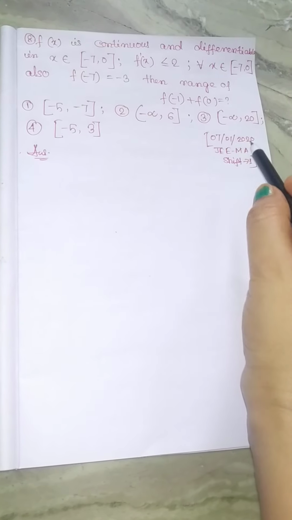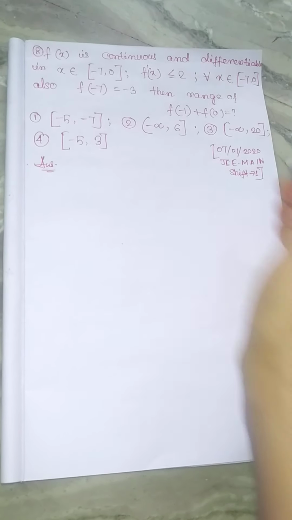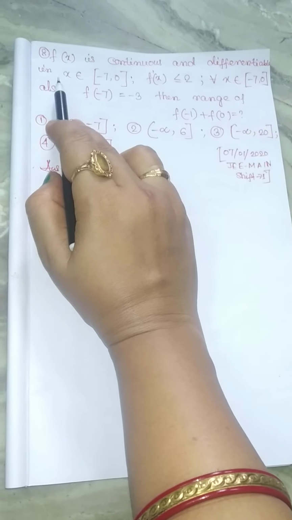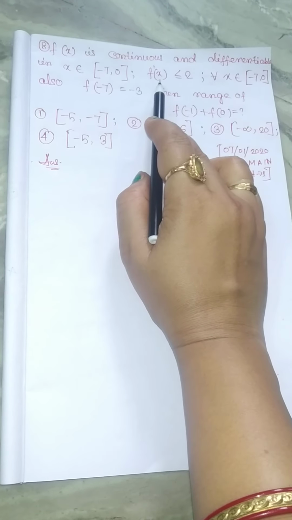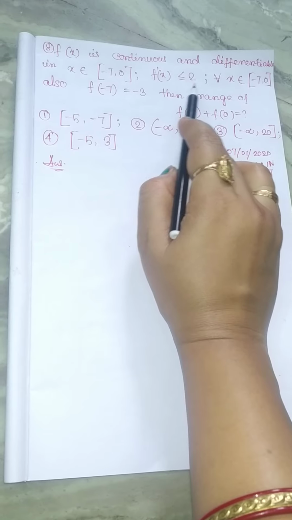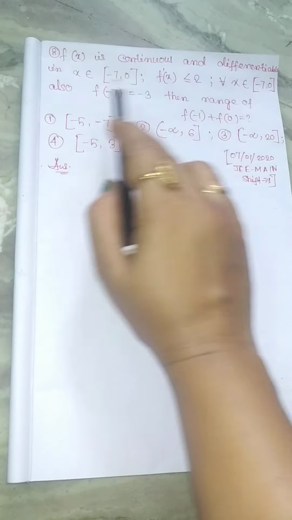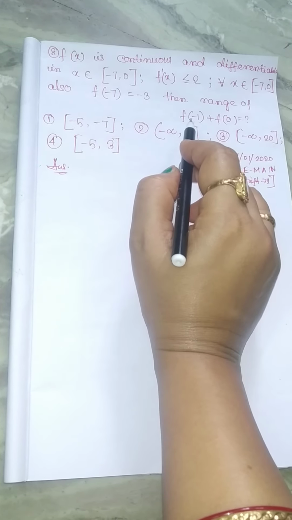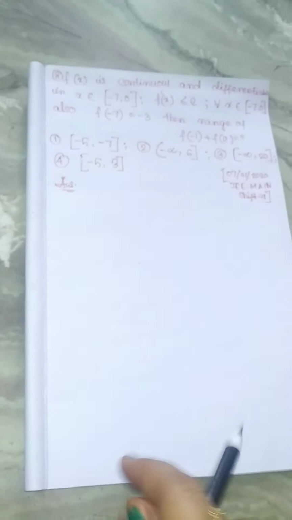Today we solve the JEE Main 2020, 7th of January, Shift 1, question number 8. f(x) is continuous and differentiable in x belongs to the closed interval [-7, 0]. f'(x) is less than or equal to 2 for all x belongs to [-7, 0]. Also f(-7) is equal to -3. Then the range of f(-1) + f(0) is equal to what? Four options are given.